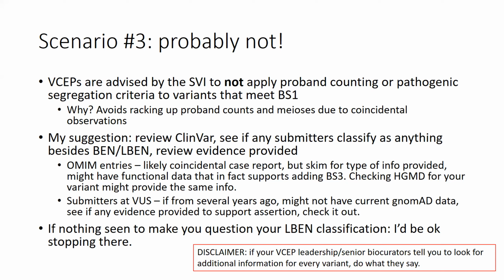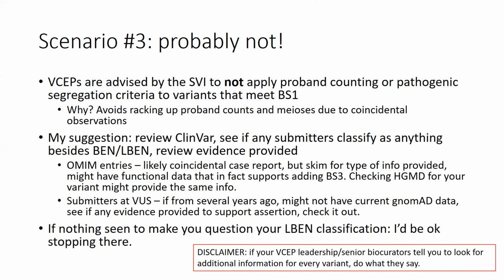My suggestion for when you encounter this scenario is to take a look at ClinVar and see if any submitters have classified the variant as anything besides benign or likely benign, and review what evidence might have been provided. Sometimes in this situation, you'll come across an OMIM entry that might classify it as pathogenic. But again, some of these are quite old. They're from before we had the advantage of population data to help us understand the frequency of some variants. So it could very well be a coincidental case report, but still, maybe skim the article for what information was provided.